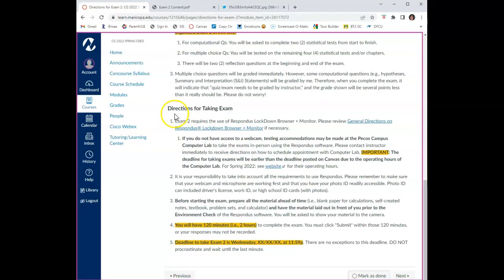Third, I want to review the directions to taking the exam. Exam 2 does require the use of Respondus Lockdown Browser and Monitor. It is your responsibility to take into account all the requirements to use Respondus, including making sure that your webcam is working and you have your photo ID ready. Please note that you will have 120 minutes to complete this exam.